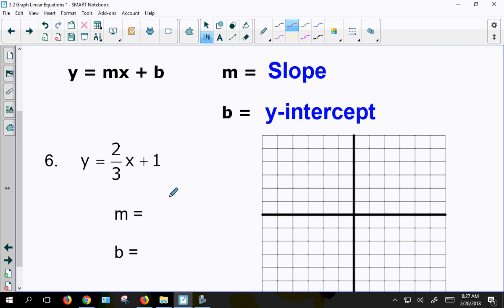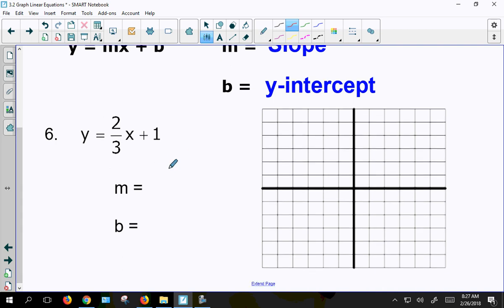What's my slope? 2 over 3. It is not the x, it's just 2 over 3. What's my y-intercept? 1. So the first thing you graph is the loner. You graph the loner first. So I go to 1 on the y-axis. That's why it's called the y-intercept. Go to 1 on my y-axis. And then I do my slope.